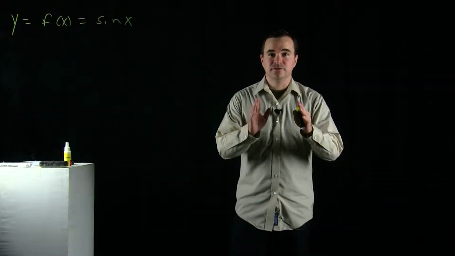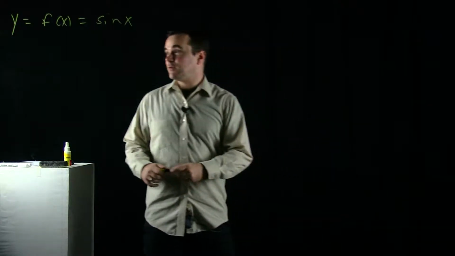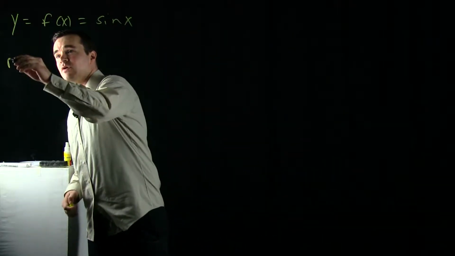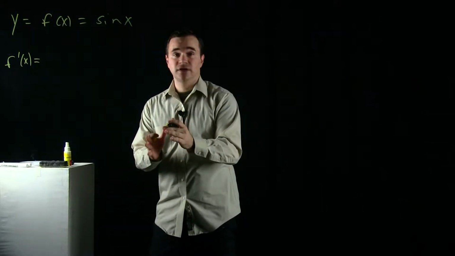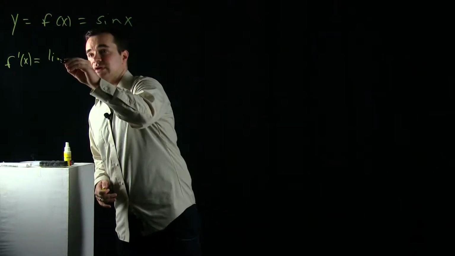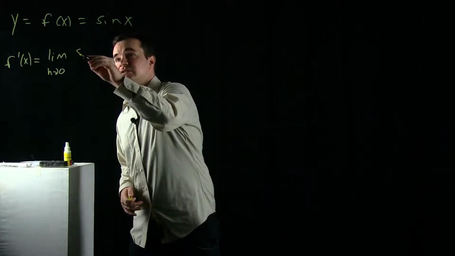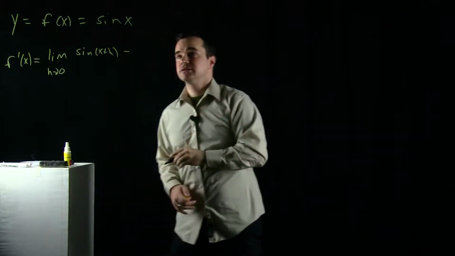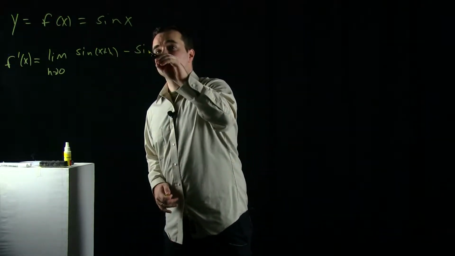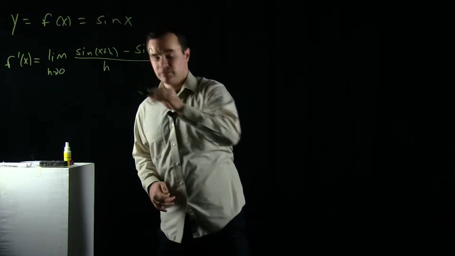Let's figure out the derivative of sine of x straight from the definition. Here we go. If I want to find f prime of x, then the definition tells me that's going to be the limit as h goes to 0 of f of x plus h, that's sine of x plus h, minus f of x, that's sine of x, and then the entire quantity divided by h.